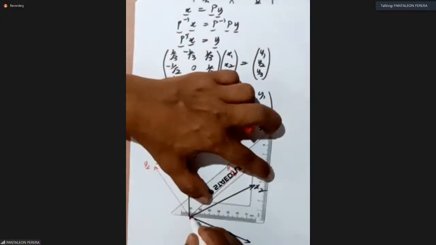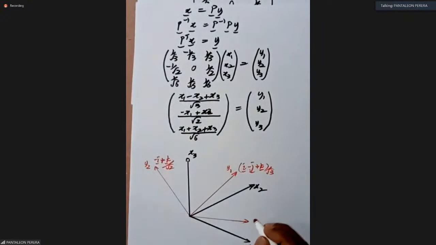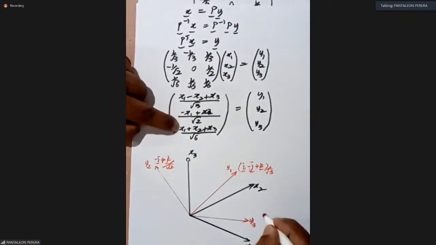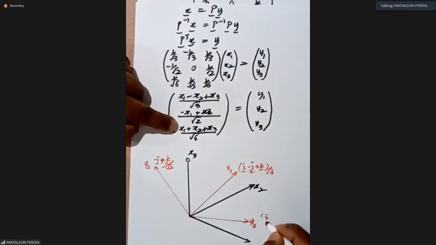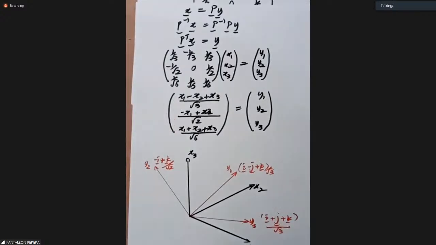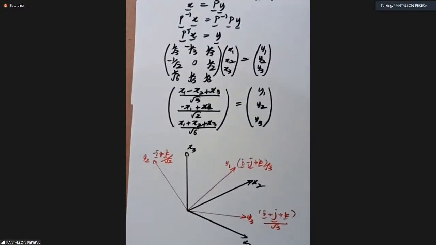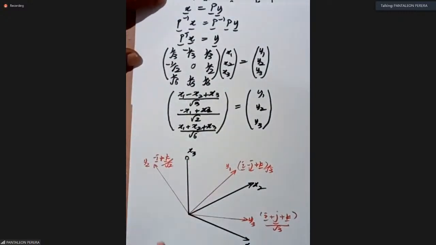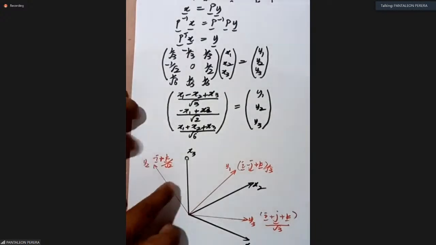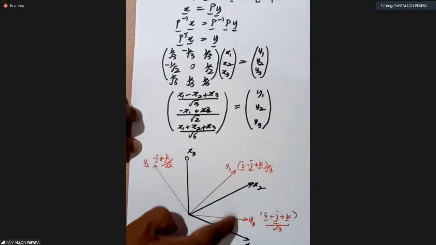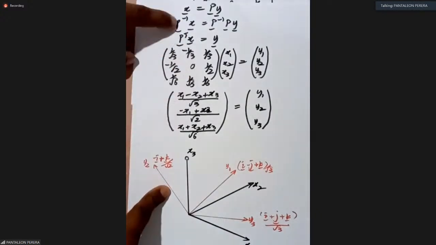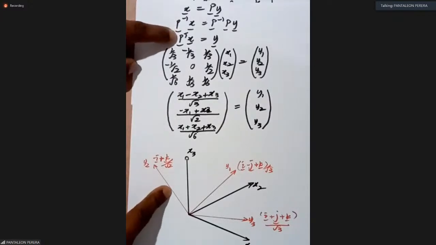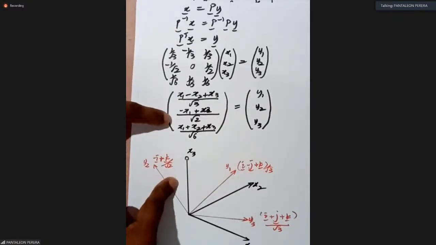The other coordinate axis, probably y3, is in the direction of the vector i plus j plus k. It should be a unit vector, right? So over square root 3. Now these are the new x's. These are eigenbases, so these are the vectors. You can easily find it since P inverse is P transpose.